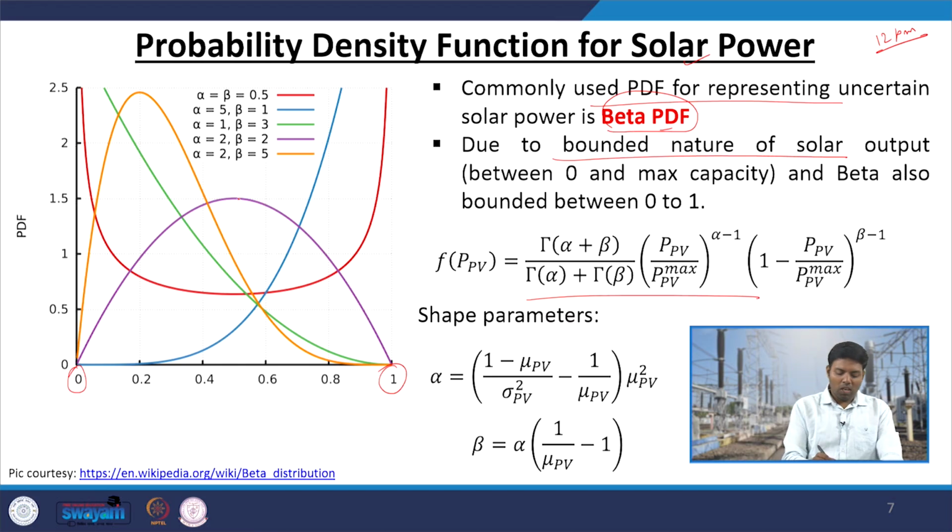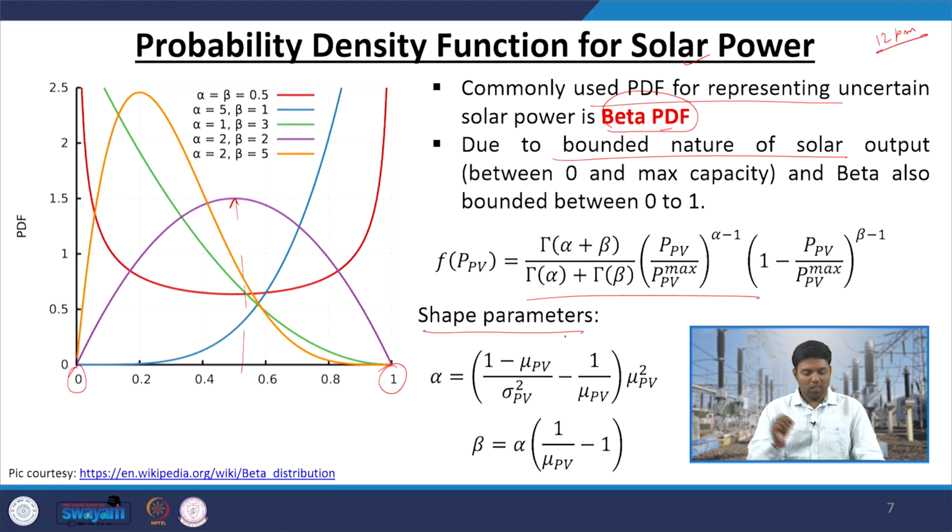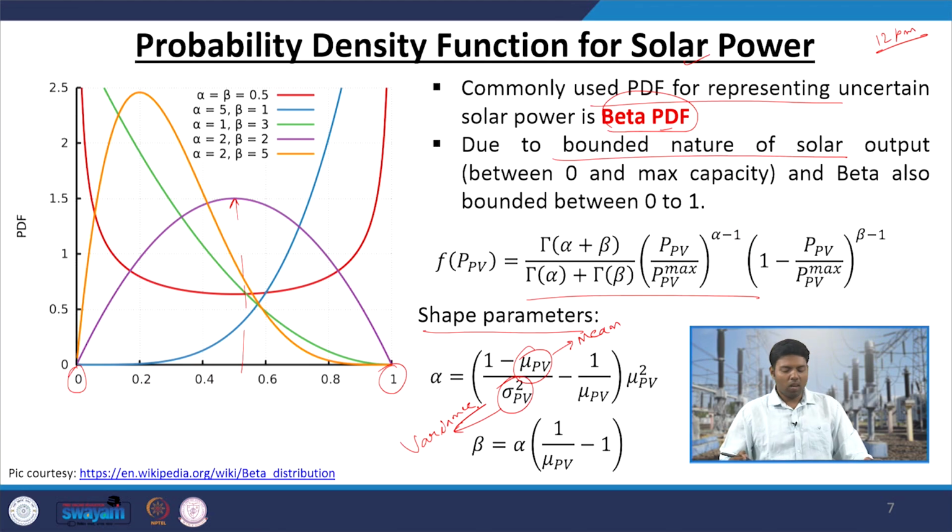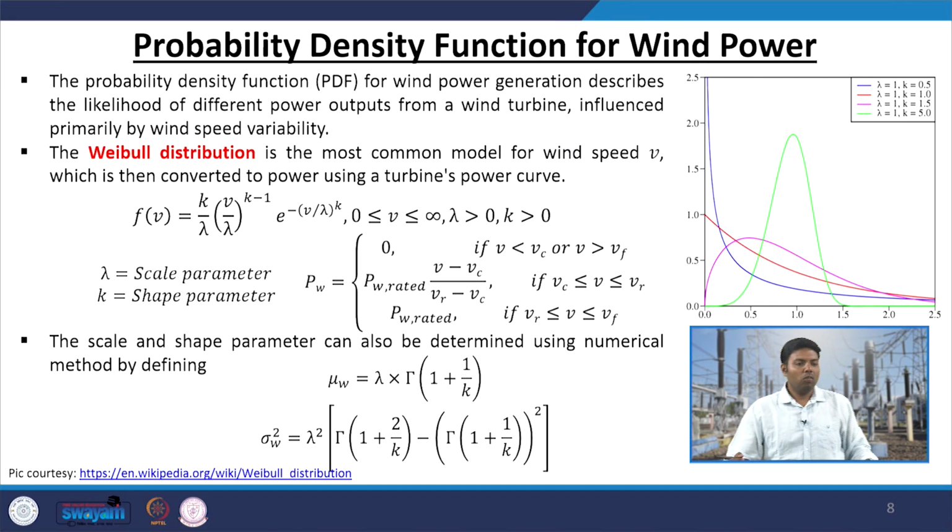So, your highest probability occurrence event or point is at the mid of these two, depending upon how you are selecting the shape parameters, or your mu and the standard deviation value, that is your mean and your variance value. Okay. So, depending upon that you will shape your alpha and beta, and upon choosing alpha and beta you can give a proper shape to your beta probability distribution. Okay. Now comes the wind power.